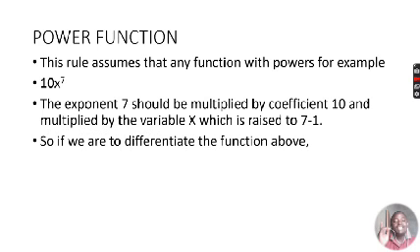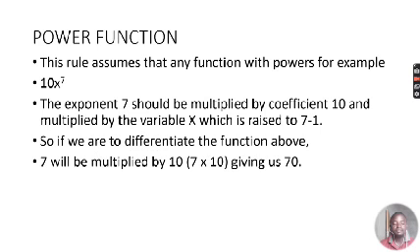Okay. So if we are to differentiate the function above, 10x to the power 7, how is it going to look if we differentiate it? It will be as follows. 7 will be multiplied by 10. The exponent 7 will be multiplied by 10, which is the coefficient. And that will give us 70.